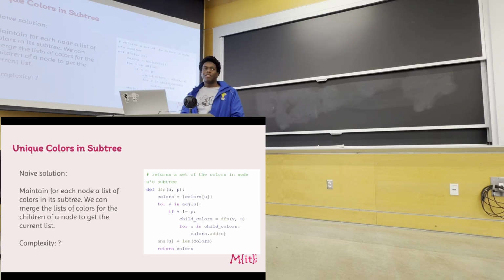I guess, does anyone have an idea what the time complexity of this algorithm might be? Well, it turns out to be O(n squared), and it's pretty simple. It's just because you have n subtrees, and then within the construction, you have to merge two lists that could be of size n. So that means that you have to do n work n times. So that's O(n squared).